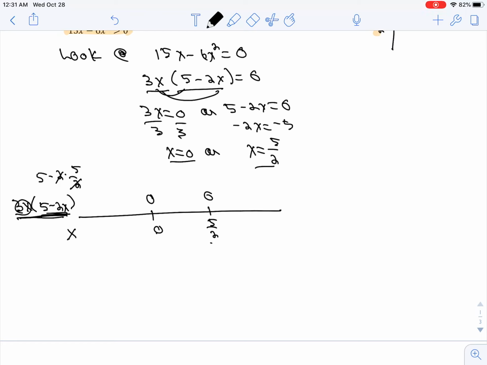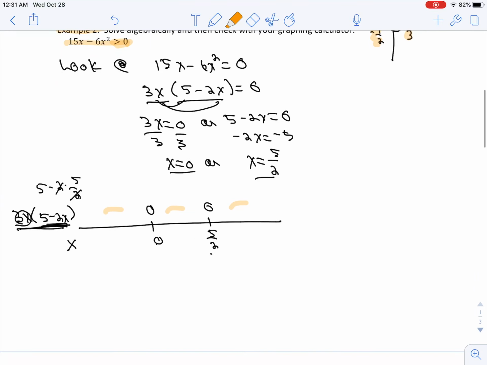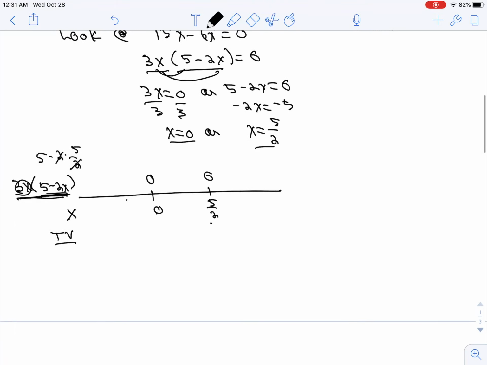I also want to fill in what's going on in each of these sections. Is it positive or is it negative? Because we're looking for where it's positive, where it's greater than 0. So we're going to choose test values from each of those sections. You can choose anything in the section; I just usually go for the easiest first one I can get. Down here, I'm going to choose negative 1. In this section right here, that's just 2.5, so I'm going to choose positive 1 here. And then in this last section right here, I'll choose 3.